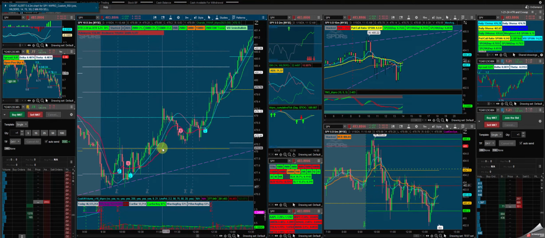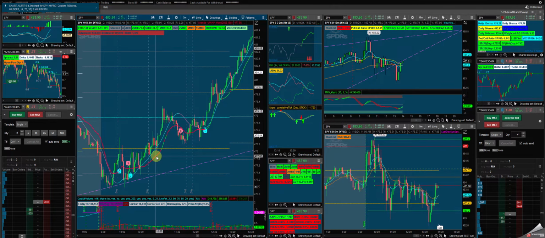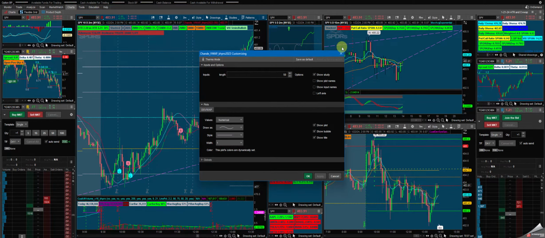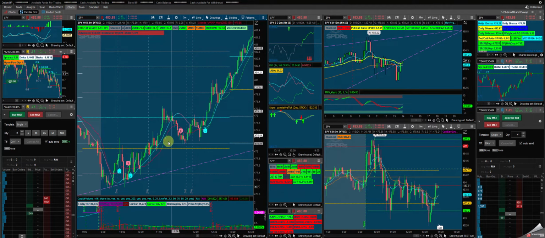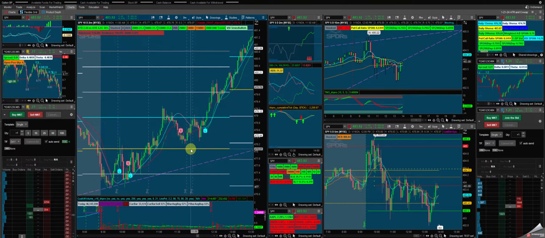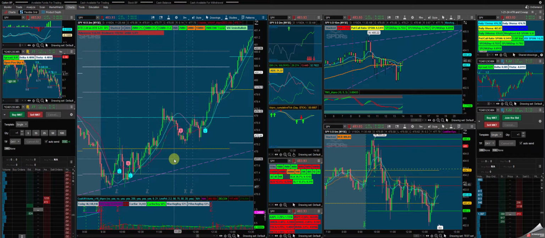And the Chande, same thing. Red bearish, green bullish, but this is actually a 50 length, so it's pretty long. After doing some testing, I found it's been pretty good with 50, so I keep it at 50.